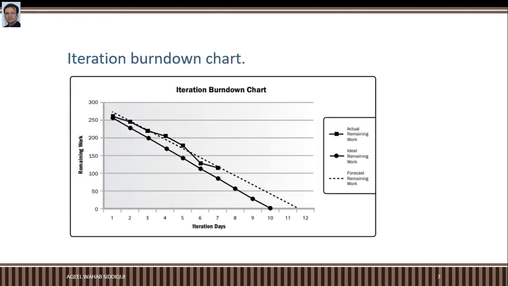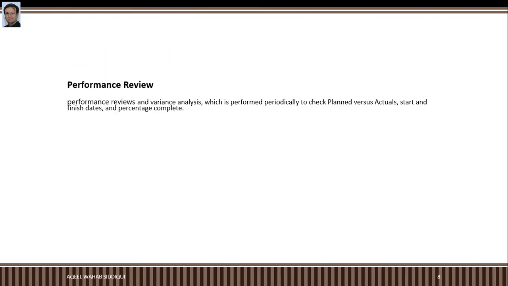Next is the iteration burn down chart. There is a trend analysis that looks to see if the performance has changed over time. We have performance reviews and various analyses, which are performed from time to time to check planned versus actuals, start and finish dates and percentage complete. This also depends on earned value management.